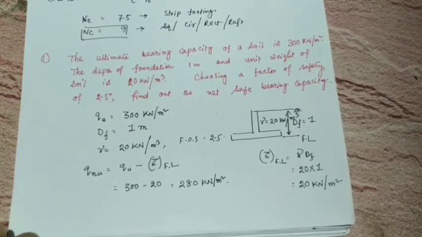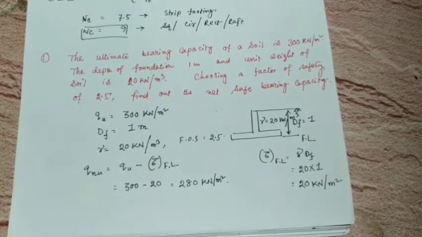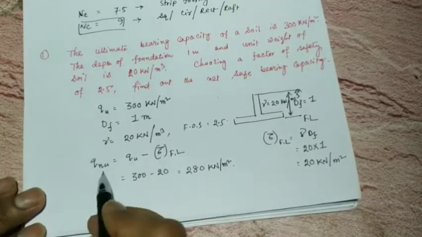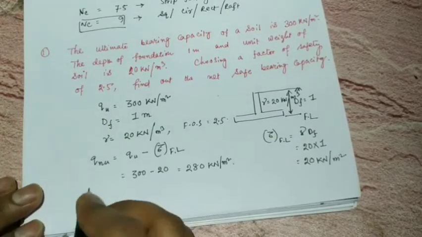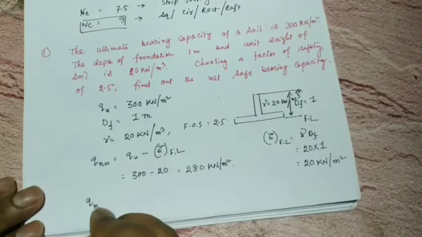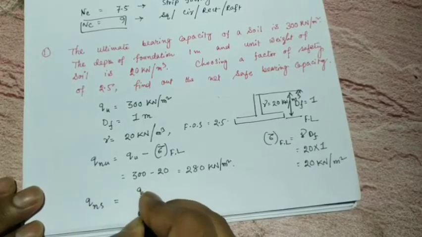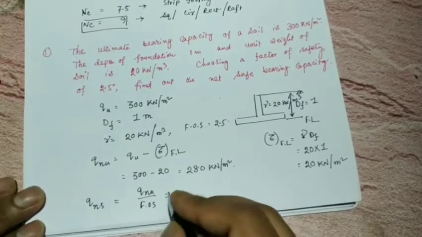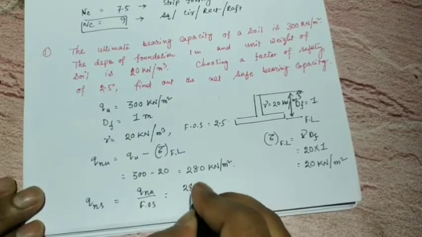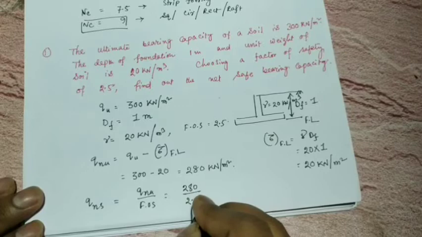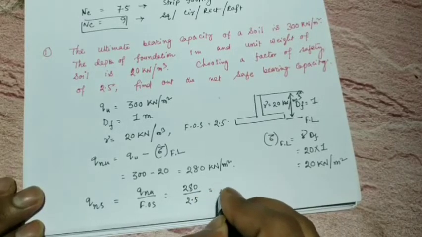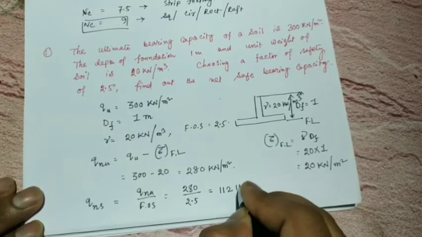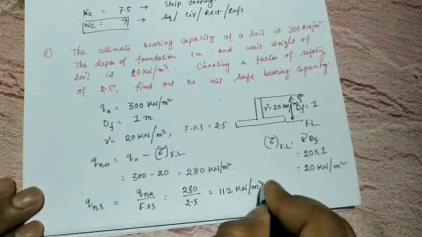So now to find out net safe bearing capacity, what is the formula? We have to divide the net ultimate by the factor of safety. So to get net safe, Qnu by factor of safety, then it will be 280 by 2.5. It will be 112 kilonewton per meter square.